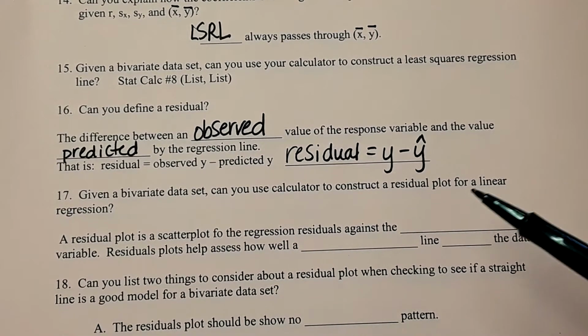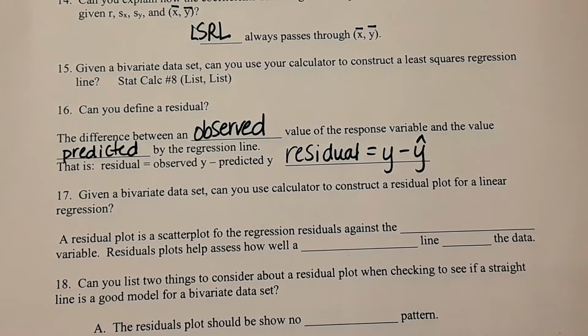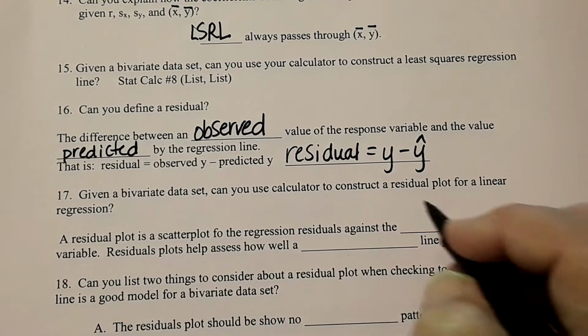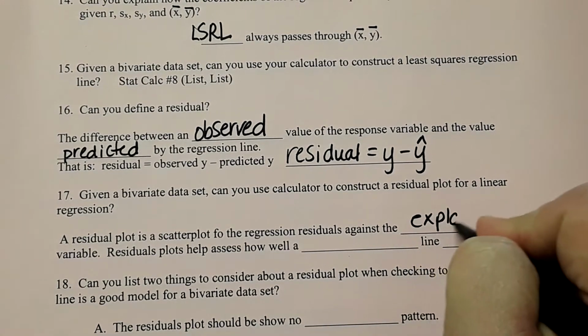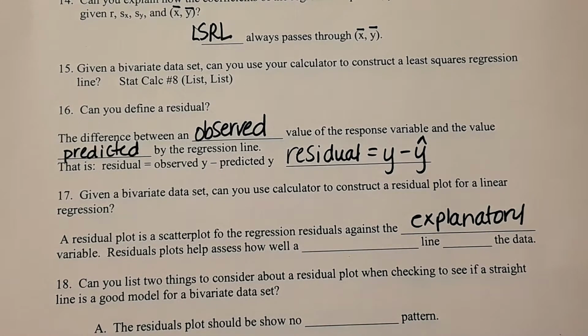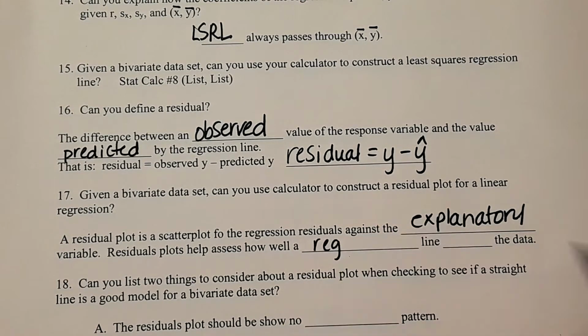Okay, can you construct a residual plot from linear regression? We're going to use our calculators today to do that. A residual plot is a scatter plot of the regression residuals against the explanatory variable. So we're going to use the explanatory variable on our x-axis, just like we normally would, but our residuals will be on the y-axis. Residual plots help assess how well a regression line fits the data.